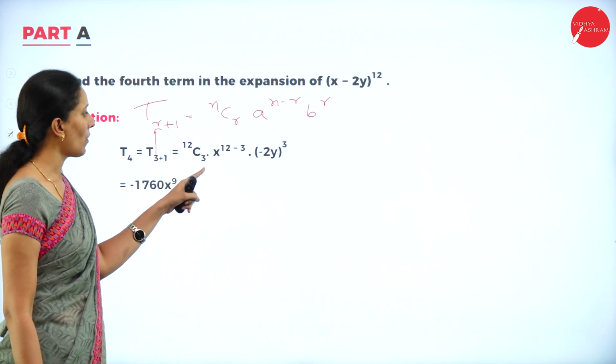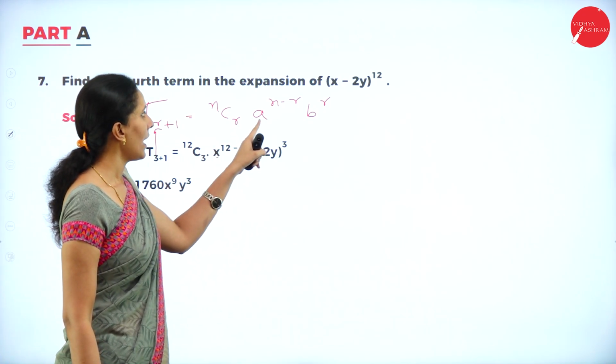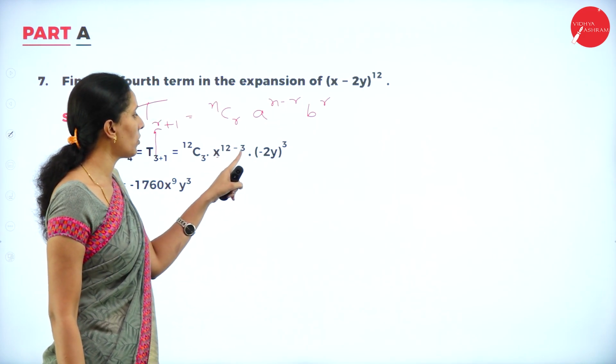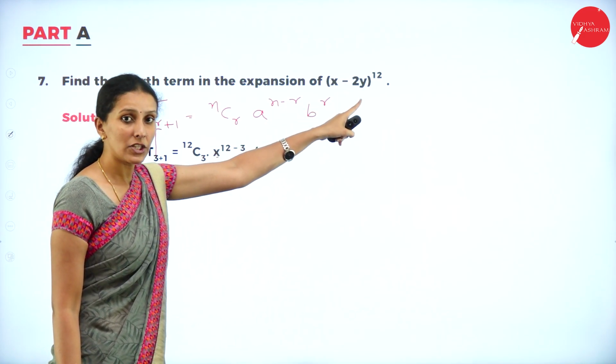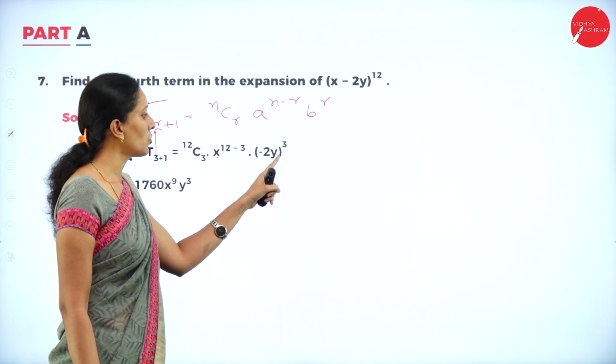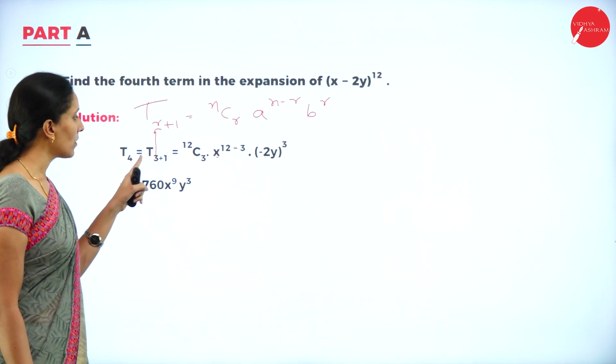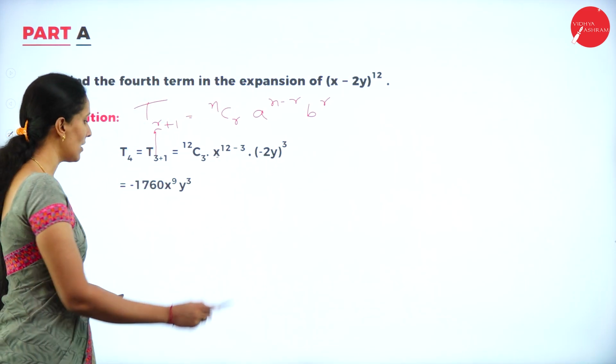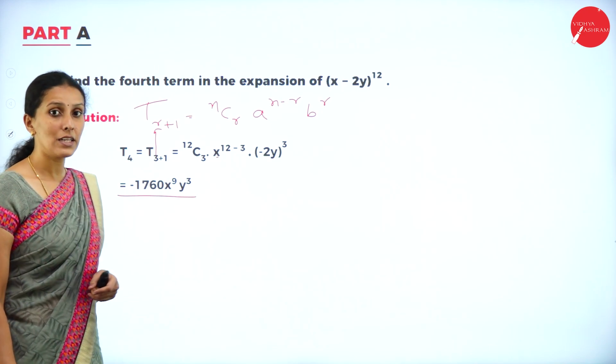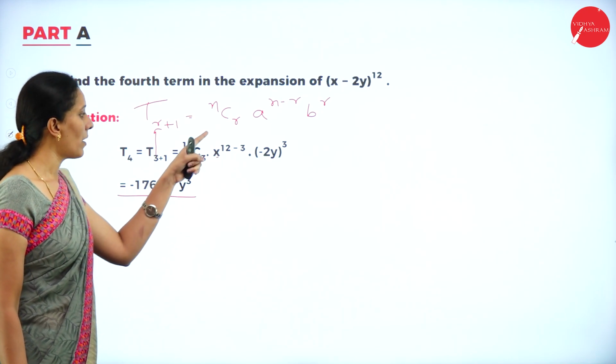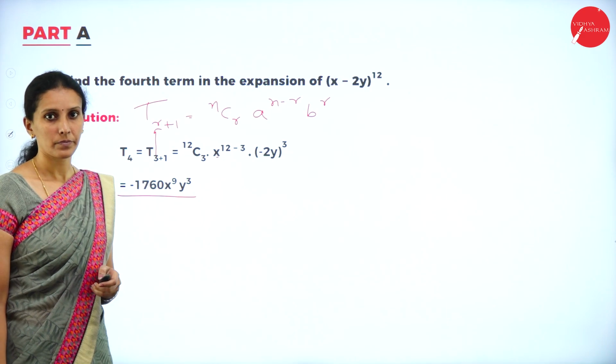So, this becomes 12C3. Value of a here is x. So, x to the power 12 minus 3. b is minus 2y, hence substitute (minus 2y) whole to the power 3. After solving this, evaluating this, we will get the answer as minus 1760 x to the power 9 y cube.